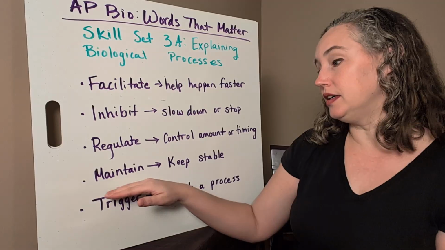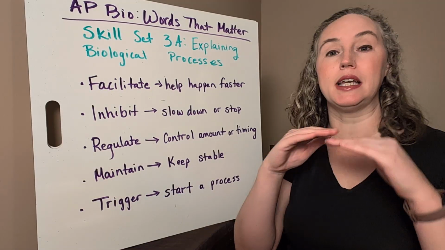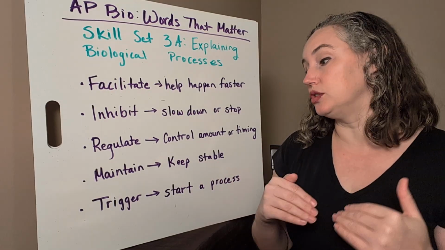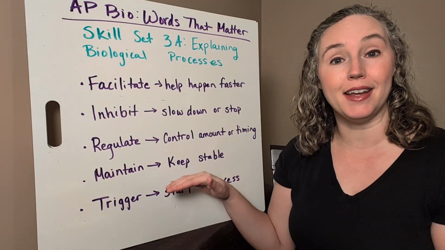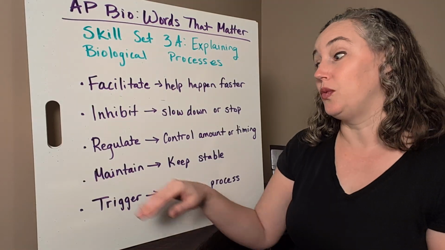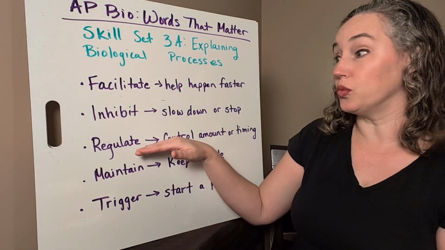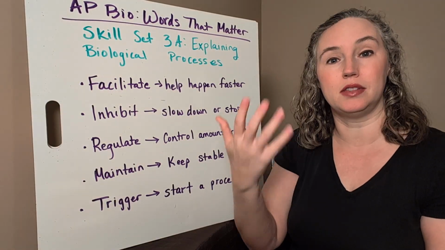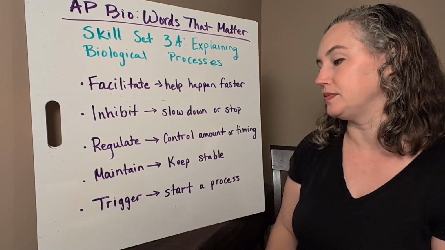Maintain is the next word. Maintain just means to keep stable. So the goal of homeostasis is to help maintain balance in all of our body systems. We maintain balance by regulating, turning up or down the amount of something that's happening.